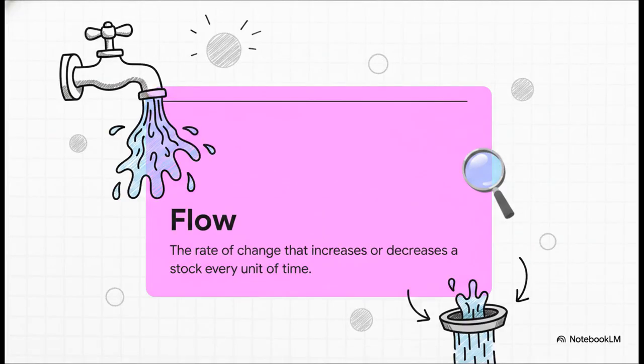Okay, so if the stock is the state of the system, the water level, then what changes it? Well, that's where flows come in. Sticking with our bathtub, the water pouring in from the faucet, that's your inflow. And the water swirling down the drain, that's your outflow. So flows are the actions, the rates of change that actually make the system dynamic.